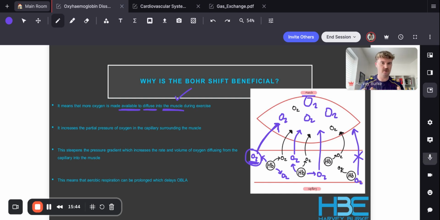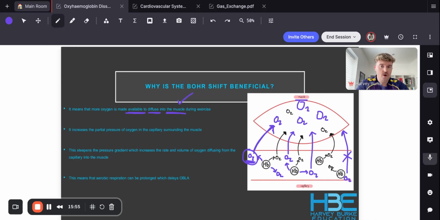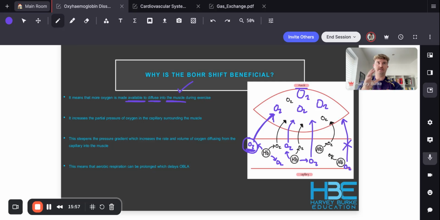But I would say 9 times out of 10, they're going to ask you about the Bohr shift shifting to the right rather than the opposite of it going to the left. And then the final thing to note here is, I'd say for AQA, normally they just say, like, describe the Bohr shift. They're quite direct. But with OCR, they're less direct.